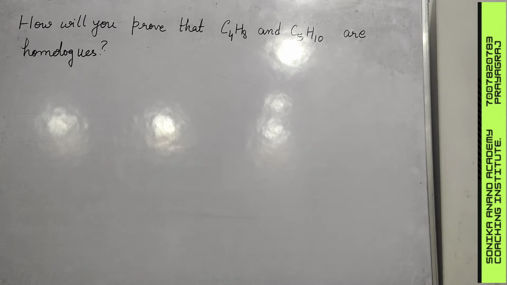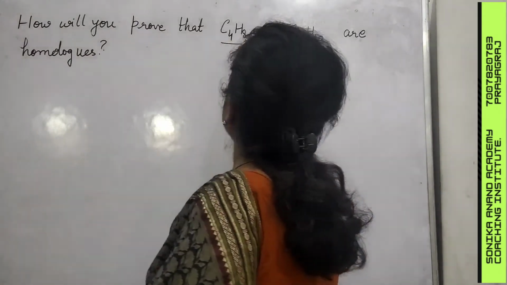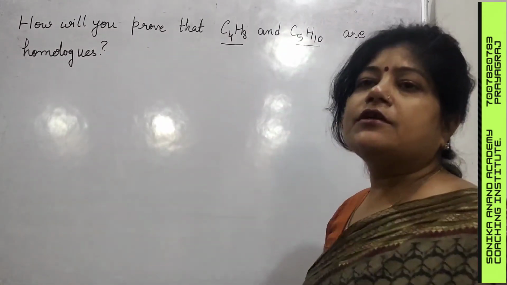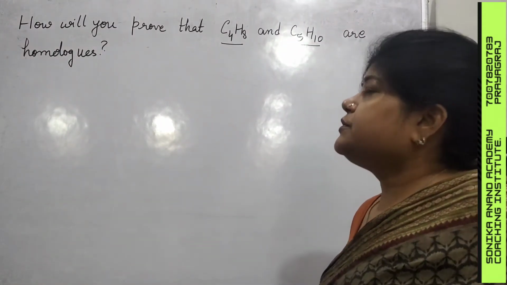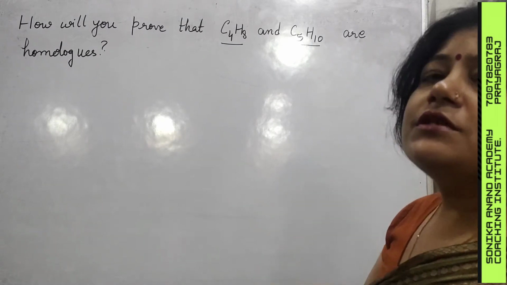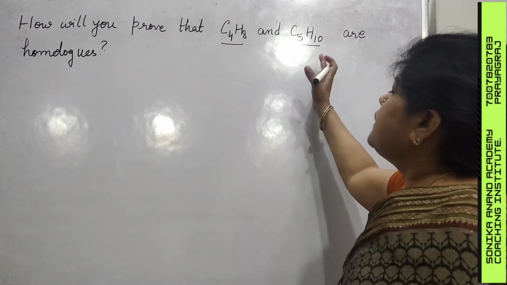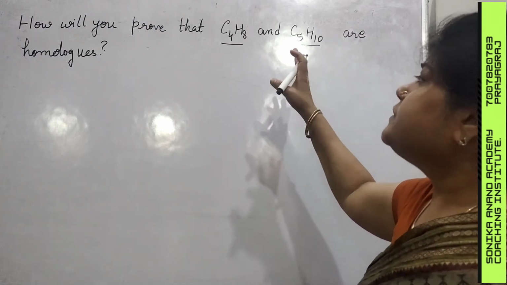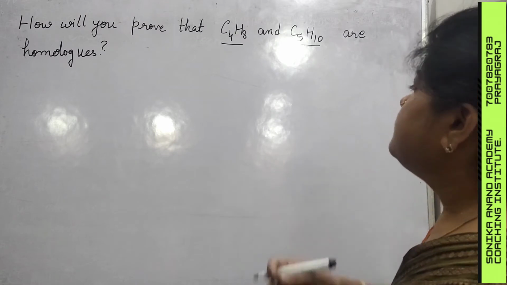Now the next question is, how will you prove that C4H8 and C5H10 are homologous? This question, as we can see clearly, is based on the topic of the homologous series. Here we have to prove whether C4H8 and C5H10 are homologous or not. So firstly we try to find in which homologous series, or in which functional group, they can belong.